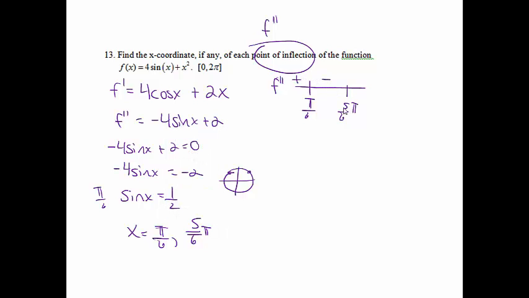And then for 5 pi over 6, I could even pick pi. Sine of pi is 0. 0 times negative 4 is 0, plus 2 is a positive answer. So points of inflection would happen at pi over 6 and 5/6 pi, and that would be because f double prime changes sign, which means that's where it's going to change concavity.